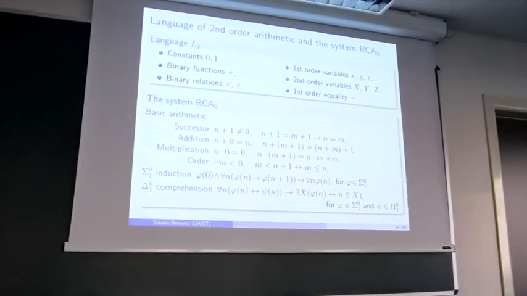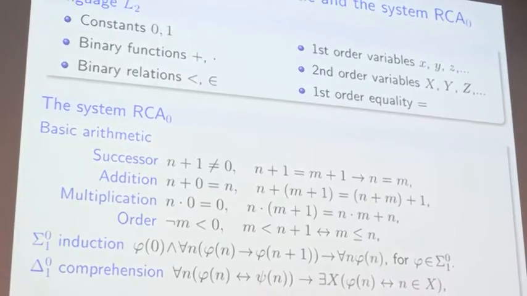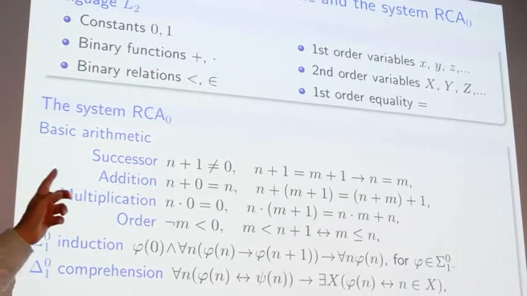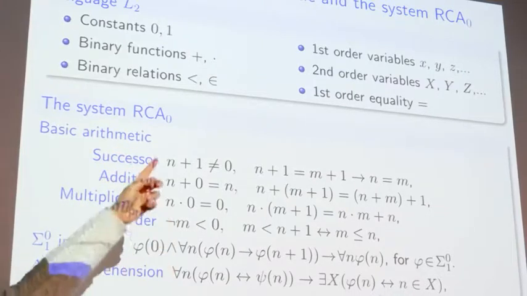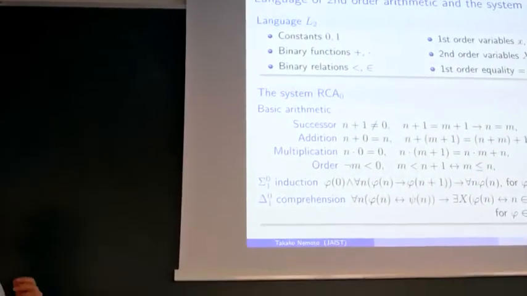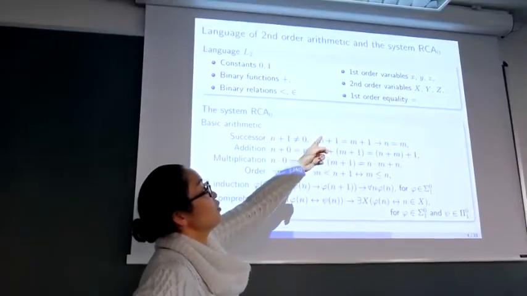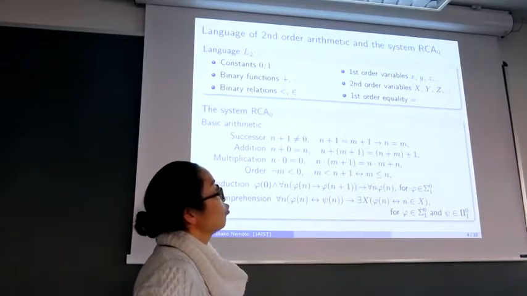So what is the language of second order arithmetic in Friedman and Simpson's reverse mathematics? I call it L2 here. It consists of constants 0 and 1, which are obviously intended to represent the natural numbers 0 and 1, binary functions plus and times, binary relations for equality of first order elements and the usual order, and the membership relation between a natural number and a set of natural numbers. Actually, this language is intended to represent natural numbers and sets of natural numbers. So we have two sorts of variables, first order variables and second order variables intended for sets of natural numbers. And we only have first order equality.